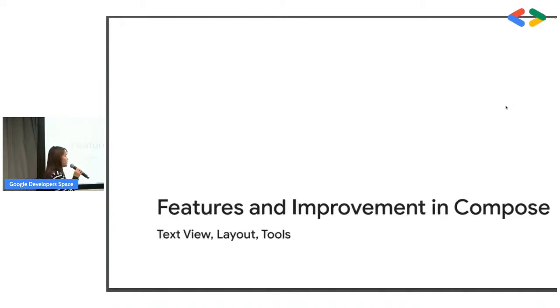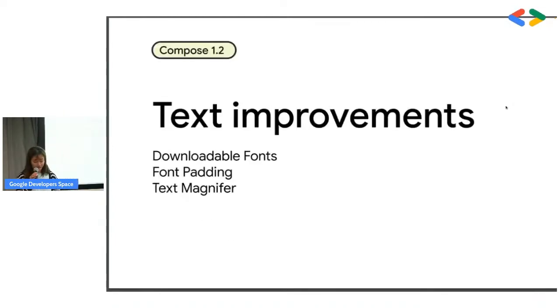So, next topic: features and improvements in Compose. Compose 1.2 has three areas of improvement regarding text: downloadable fonts, font padding, and text magnifier.